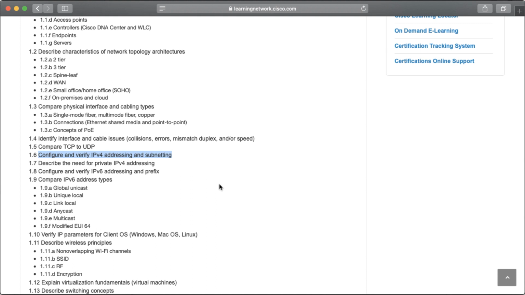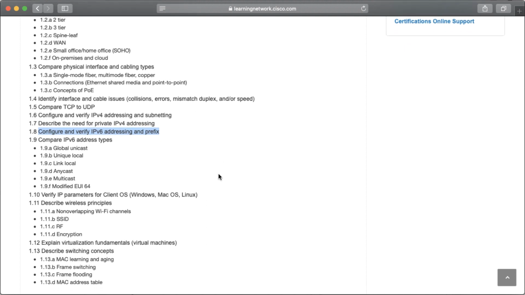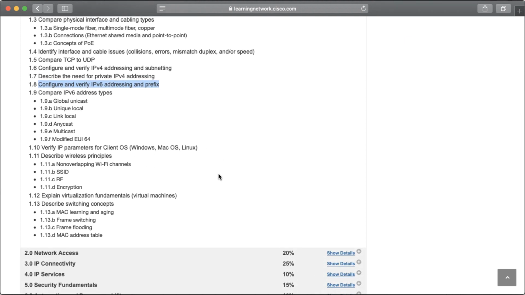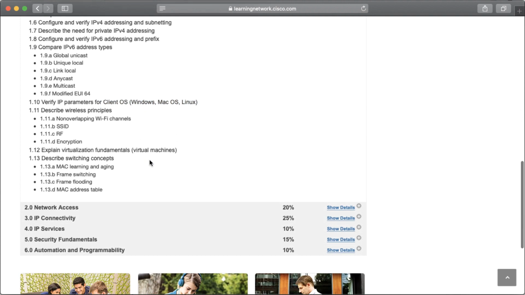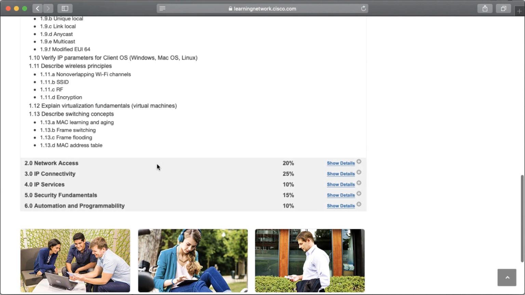So IPv4 addressing and subnetting. You might have to do that on devices in a sim, most certainly. Configure and verify IPv6 addressing. Bingo. What else? Verify IP parameters for the client OS. I seriously doubt it in your CCNA exam. So understand virtualization fundamentals. No config there.